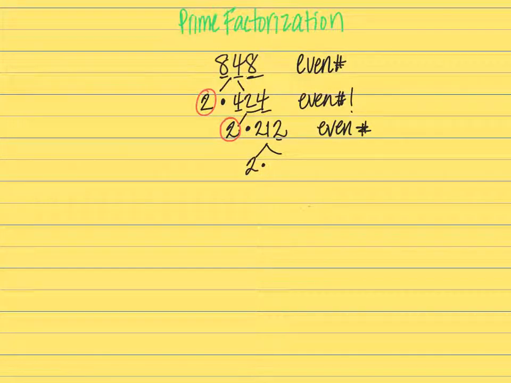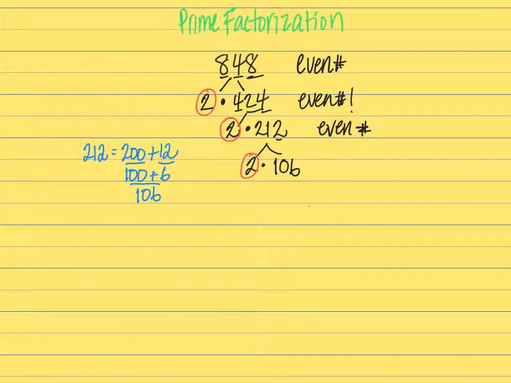Well, 212, I'm not really sure. So I'm going to look at 212 as 200 plus 12. I know that half of 200 is 100, and I know that half of 12 is 6. So half of 212 is 106. That makes it easier for me because 212 is such a big number. So this is 2 times 106. 2 is a prime number, and 106 is an even number.